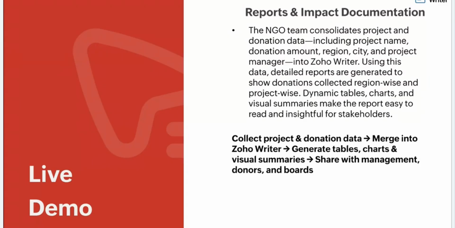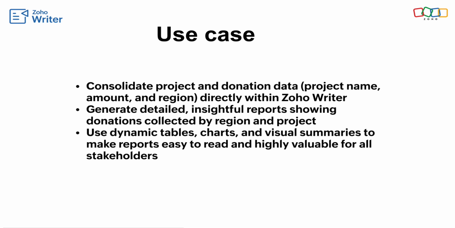Now, building on that, let's talk about reports and impact documentation. NGOs need to track donations and project progress effectively. In Zoho Writer, all project and donation data, including project name, donation amount, region, city, and project manager, can be consolidated. This allows teams to generate detailed reports showing donations collected region-wise and project-wise. Dynamic tables, charts, and visual summaries make it easy for stakeholders to understand the impact of each project.